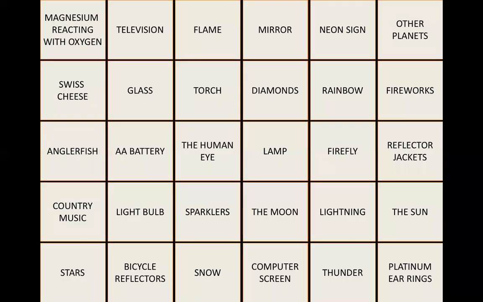These are some examples of things that are around us. You can have a look and see which ones you think are luminous and which ones you think are non-luminous.